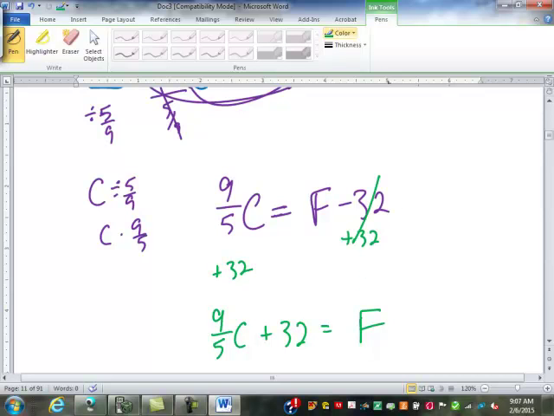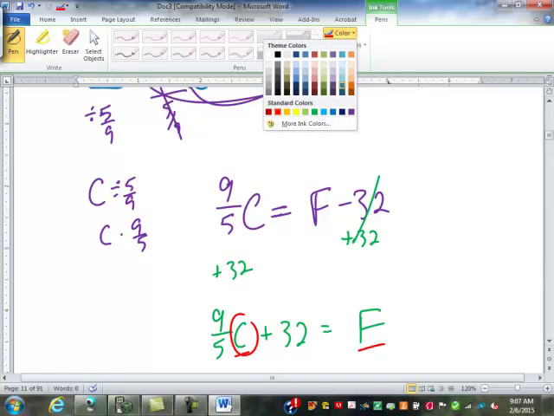So now if I have the temperature in degrees Celsius and I want to get to Fahrenheit, I just plug in the number and I do the order of operations in the formula. So let's do some examples of that.